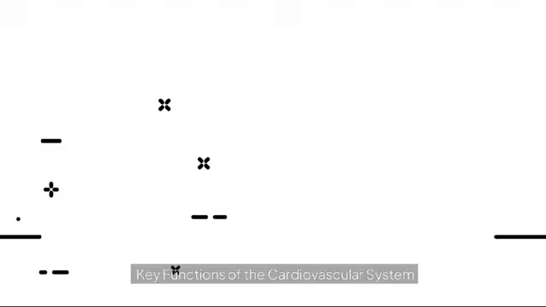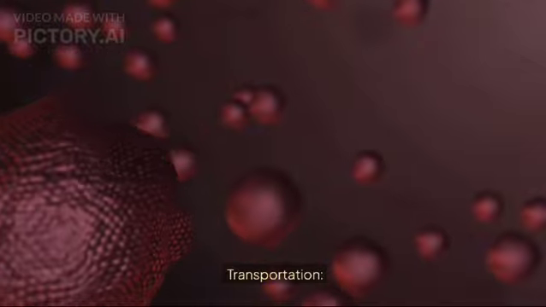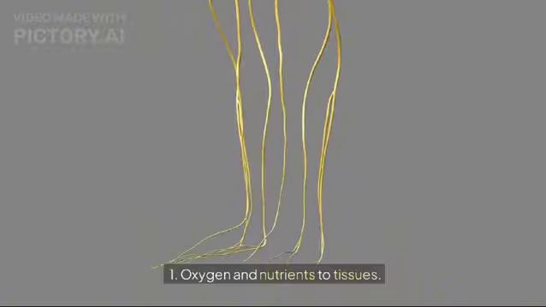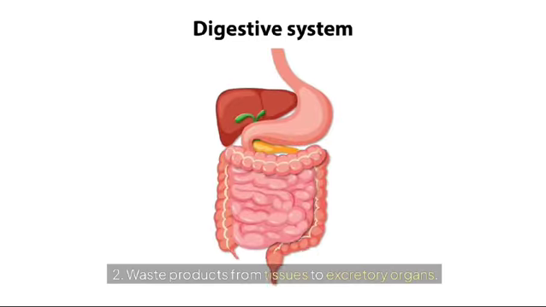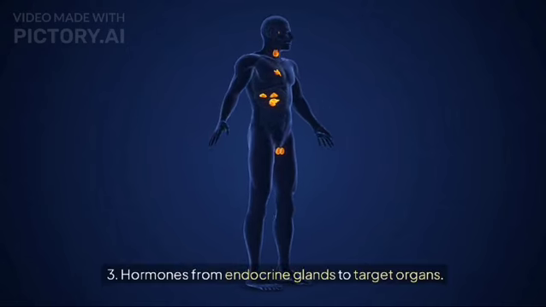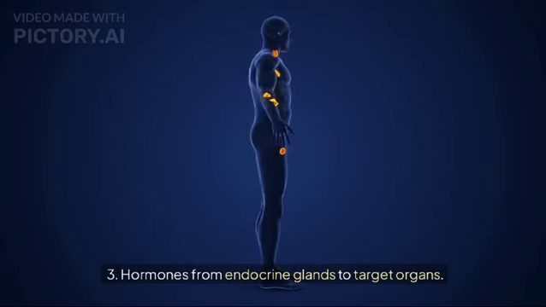Key functions of the cardiovascular system. Transportation. 1. Oxygen and nutrients to tissues. 2. Waste products from tissues to excretory organs. 3. Hormones from endocrine glands to target organs.